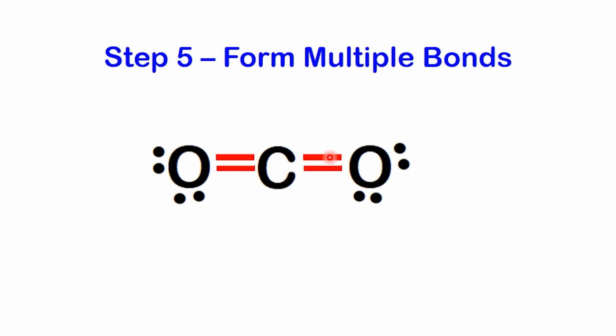Now, look at the result. The carbon has 8 electrons, and both oxygens still have 8. This gives us a stable, linear structure where carbon is double bonded to each oxygen. And that's it! The Lewis structure for CO2 is complete.